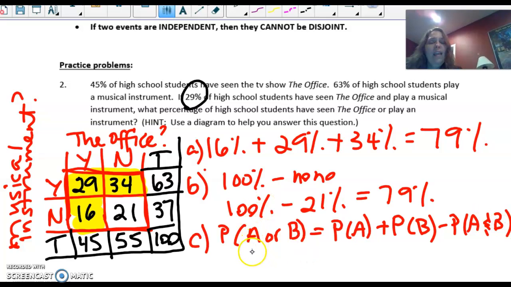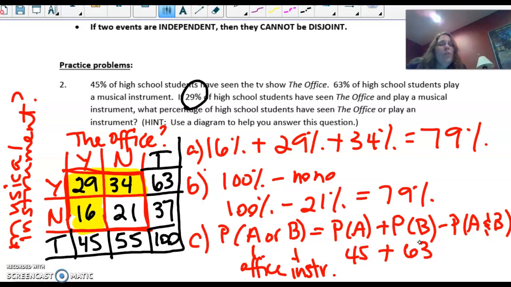So let's say that A is The Office and B is an instrument. The probability of having watched The Office was 45%. Probability of playing an instrument was 63%. We add those two together, we get a number more than 100%, but that's because we have an overlap. So we need to subtract that overlap because it's been counted in both groups. So we're going to go ahead and take away 29, and guess what? If you do that, you also get your 79, which is really reflecting a percent, 79%.